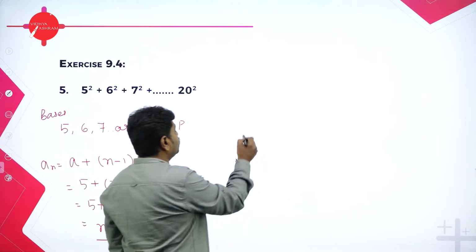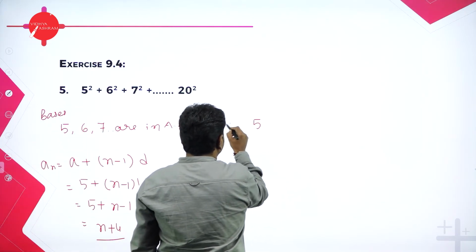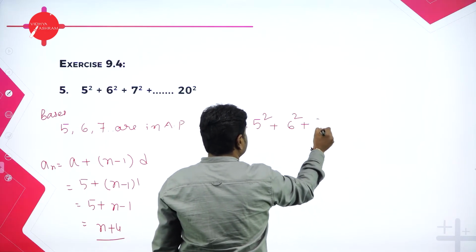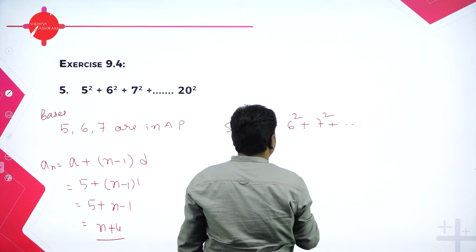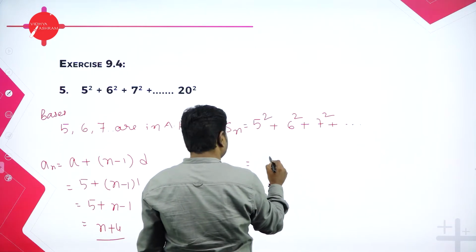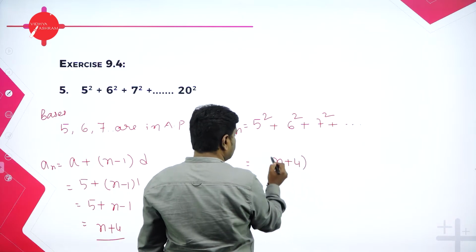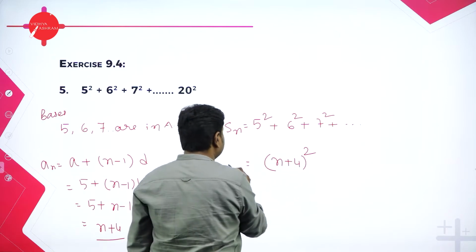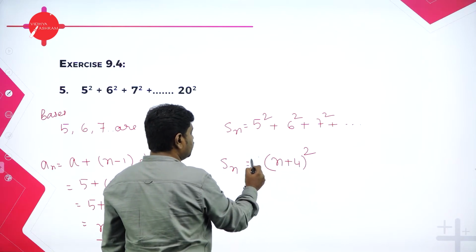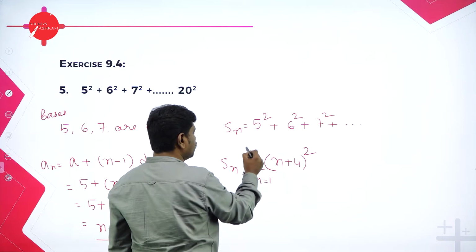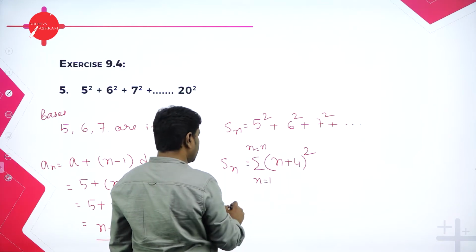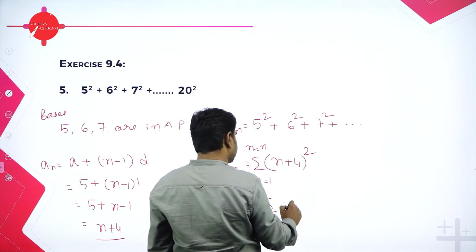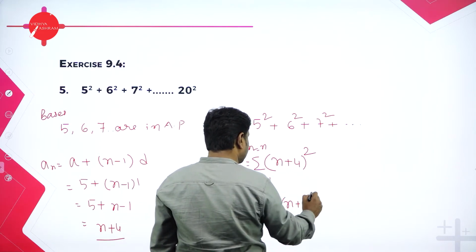So, for the given problem, I'll write Sn. Sn is equal to 5 square plus 6 square plus 7 square plus so on, which can be written with the general term. What is the general term? n plus 4 whole square. The bases are in AP. General term in AP is n plus 4, but all the powers are the same. This is Sn, sigma from n is equal to 1 to n. So, now I need to add. I have to apply sigma summation to n plus 4 the whole square. All of you know how to expand n plus 4 the whole square.